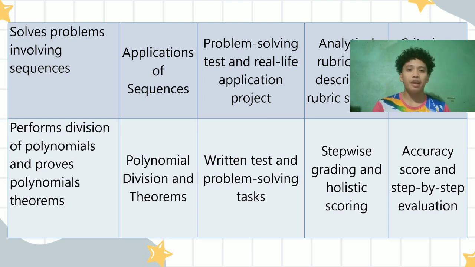The next course topic is about polynomial divisions and theorems, and the desired learning outcome of this course topic is to perform divisions of polynomials and prove polynomial theorems. The assessment methods used are written tests and problem-solving tasks. The method of scoring is stepwise grading and holistic scoring. The types of score are accuracy score and step-by-step evaluation.